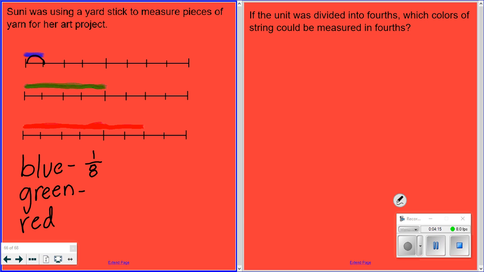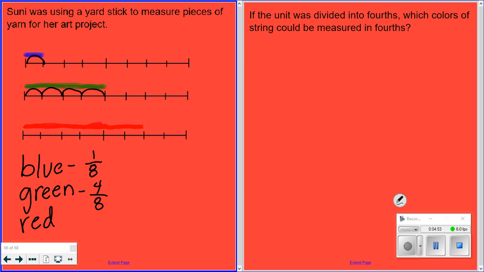All right, let's look at green. What's going to be the denominator for the green fraction, Bella? 8. It's the same number line. But now we have different lengths, right? Let's count to figure it out. Ready? 1/8, 2/8, 3/8, 4/8. I counted 4/8 is my length.